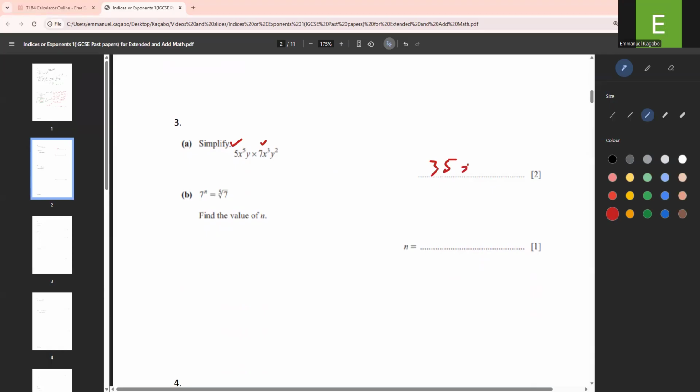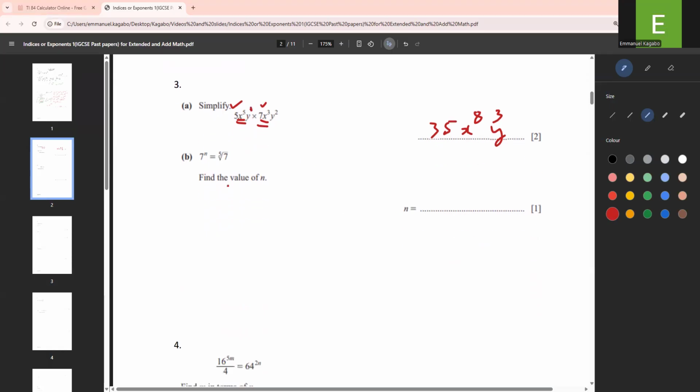Then x, this one is power 5. This is power 3. When I add them, I get power 8. And then this is the y power 3, right? Because this is power 1 here. So, when you multiply numbers of the same bases, you add. Very good. Next question, B here.